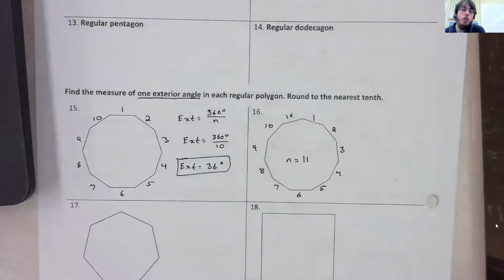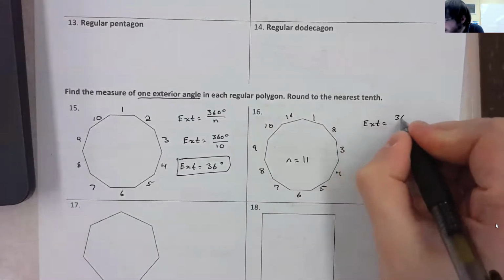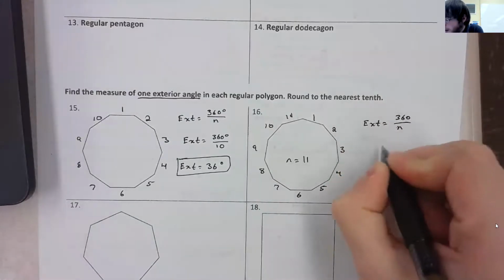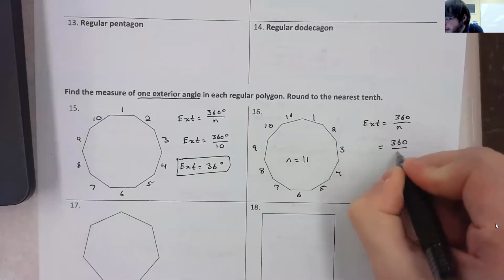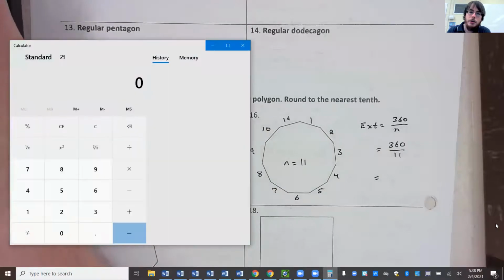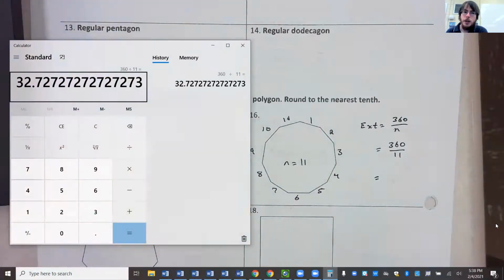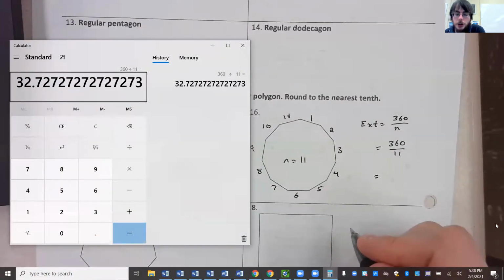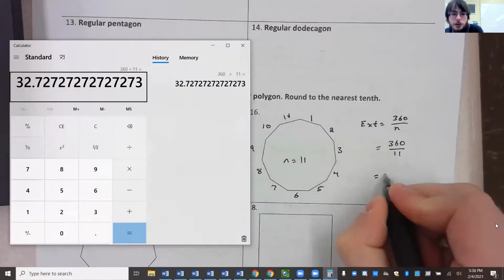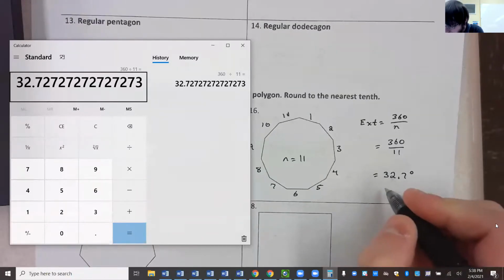We want to determine one exterior angle. So we do 360 divided by n. In this case, it would be 360 divided by 11. And when you type that in the calculator, 360 divided by 11, you get 32.72 repeating. So it wants us to round to the nearest tenth. So we get 32.7 degrees.